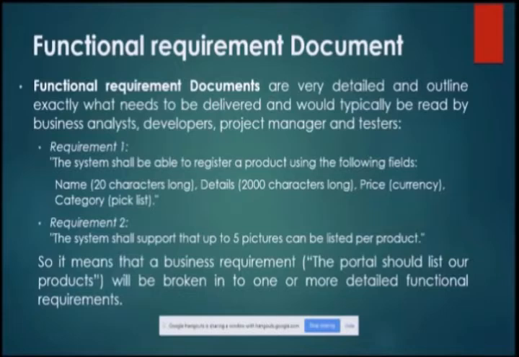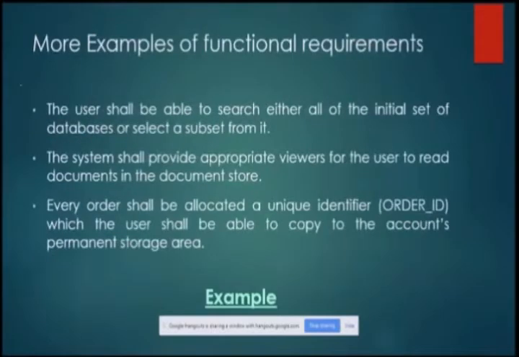Okay. Another requirement, requirement 2, the system shall support up to 5 pictures that can be listed per product. So these are examples of functional requirements. We need to prepare these documents, and the functional requirement document is going to be the most exhaustive and detailed document. It means that a business requirement, the portal should list our product, will be broken into one or more detailed functional requirements.